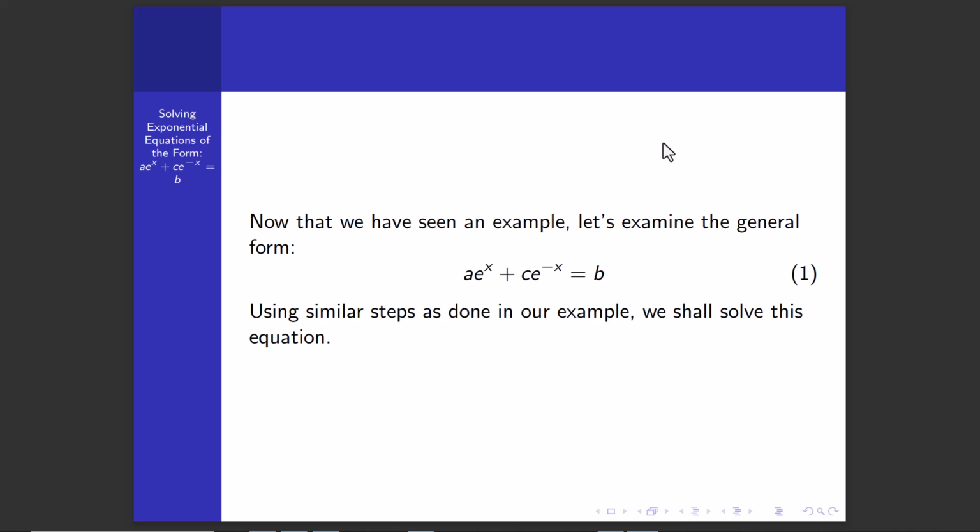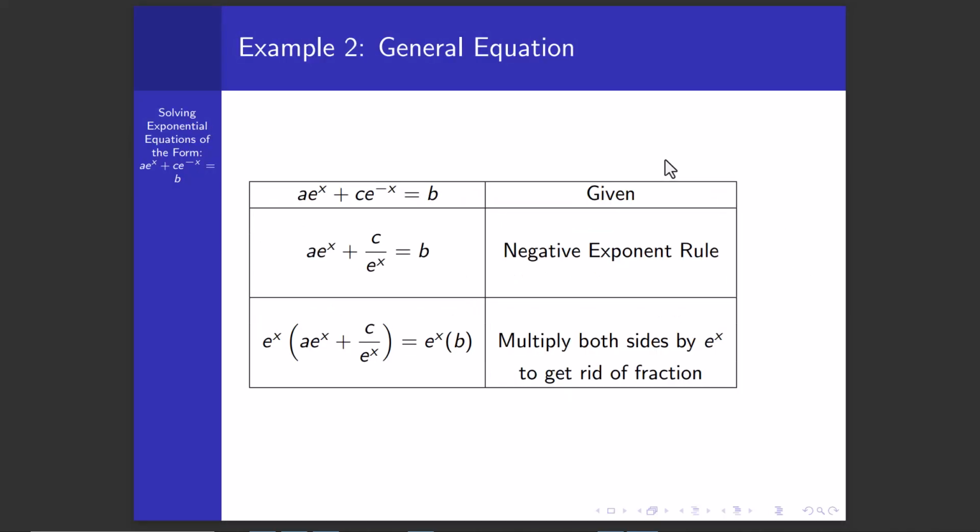Now that we have seen an example, let's examine the general form. a e to the x plus c e to the negative x equals b. We're going to use similar steps as done in our previous example, and we're going to solve this equation. So again, we use the negative exponent rule to start with, changing that e to the negative x over to 1 over e to the x. So we have a e to the x plus c divided by e to the x equals b.